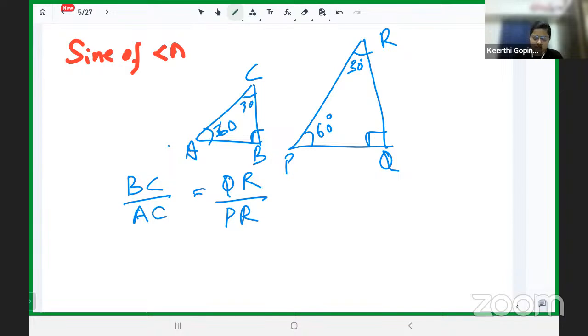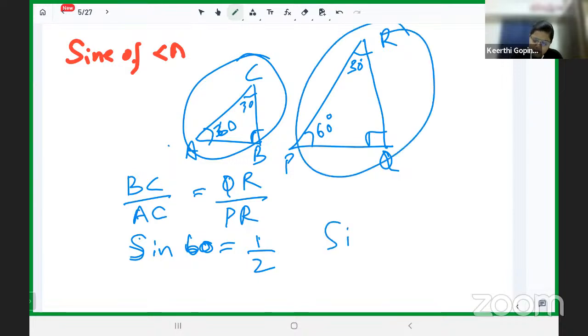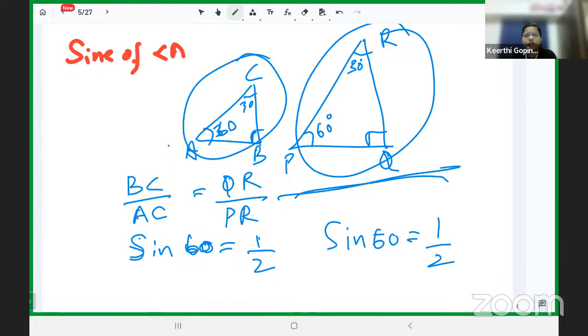Okay, simply I can say that if sine 60 is 1 by 2 in this triangle, sine 60 is 1 by 2 in the second triangle also. That is, the trigonometric ratios of a specific angle will not change their value with respect to the sides of the triangle. Here you can see that the sides are not equal, but the trigonometric ratios of fixed angles are always fixed. That's what I mentioned in that slide.